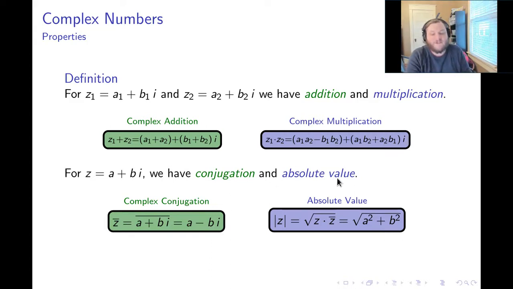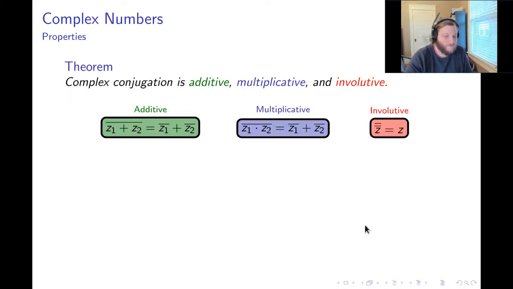This allows us to define the absolute value of a complex number. To find the absolute value of a complex number, we take the square root of that number multiplied by its conjugate, which turns out to be the square root of the sum of the squares of the real and imaginary parts of the number. We're going to end up using conjugation a lot, so it's worth understanding how it works.